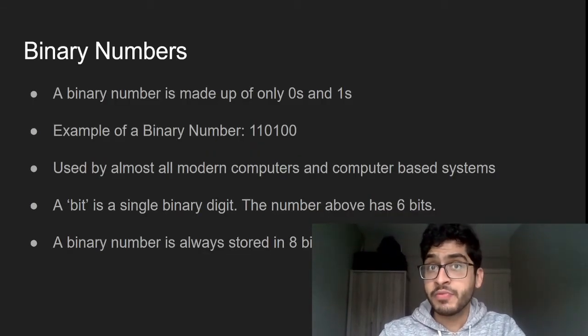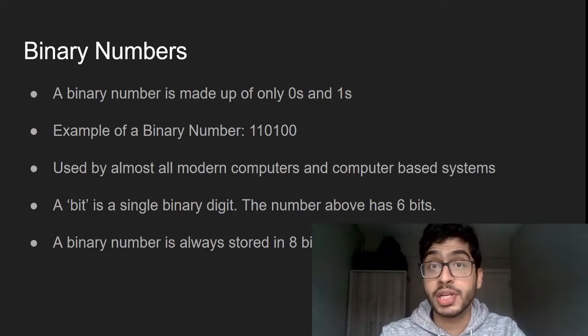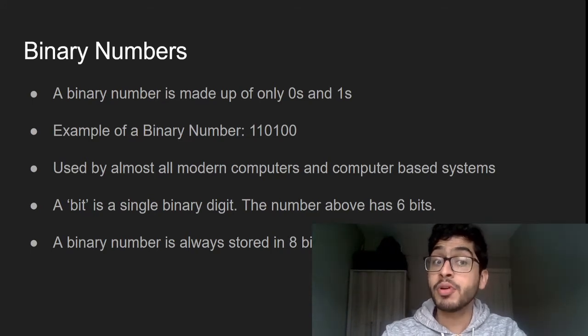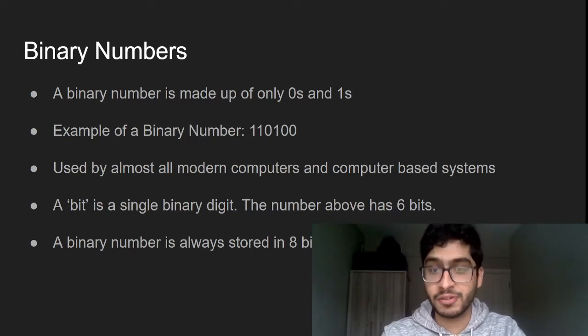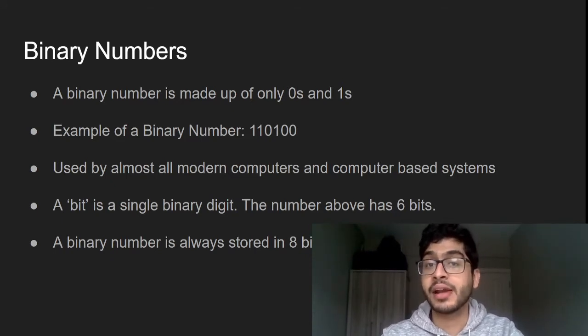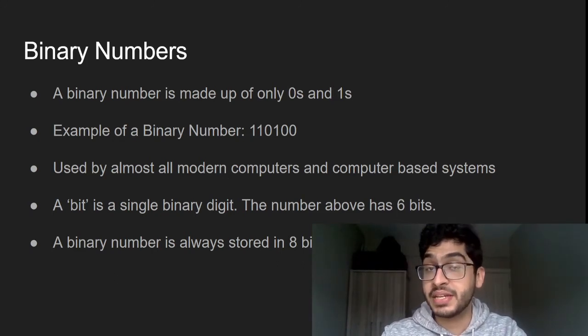It's a number system where a number is expressed in the base 2 numeral system, which uses only two digits, typically zeros and ones. An example of a binary number would be something like this, 110100. It is used by almost all modern computers and computer-based systems. Each binary digit is known as a bit, and all binary numbers are saved in the form of 8 bits, called a byte.